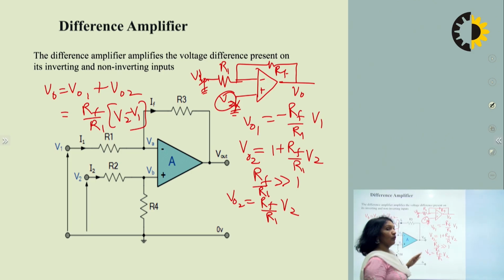Whether we are going to get at the output the inverting signal or the non-inverting signal depends upon whether your V2 is greater than V1 or V1 is greater than V2. If V2 is greater, then definitely we are going to get the positive signal. If V1 is greater than V2, then we are going to get negative signal or the inverting signal at the output. So this is our output.